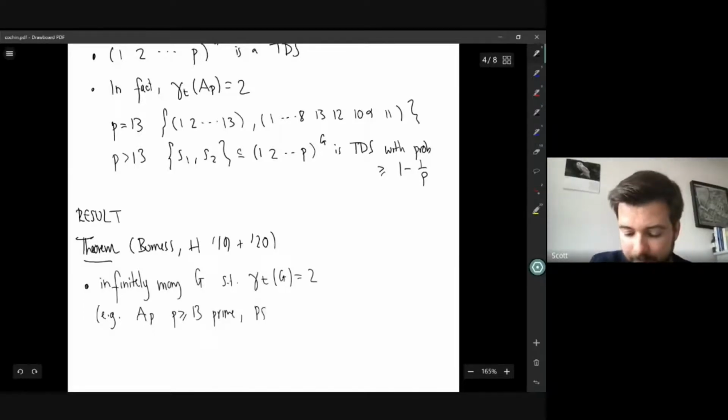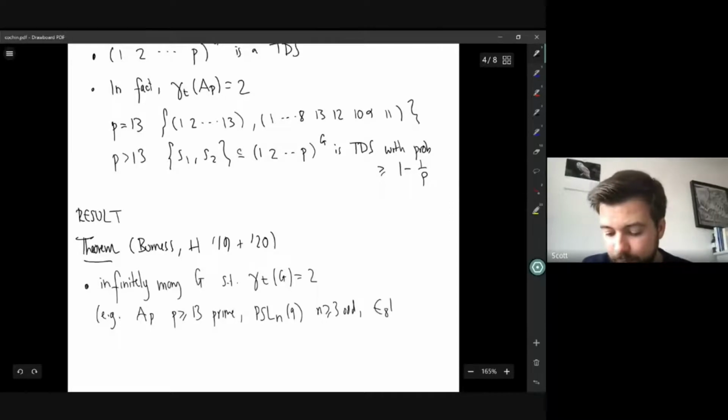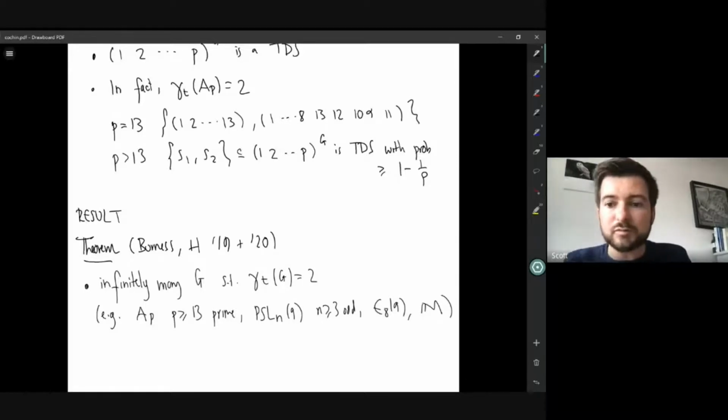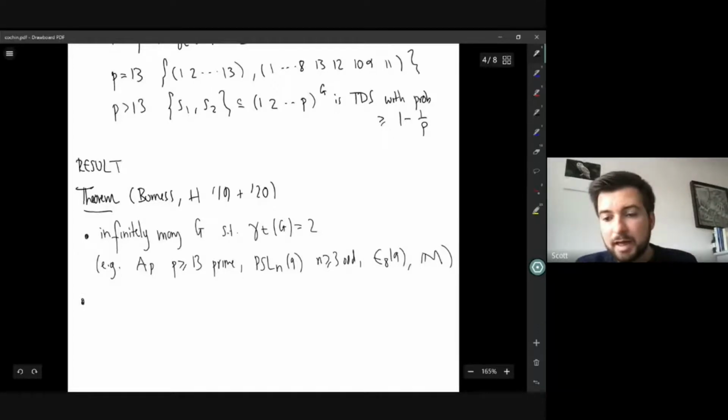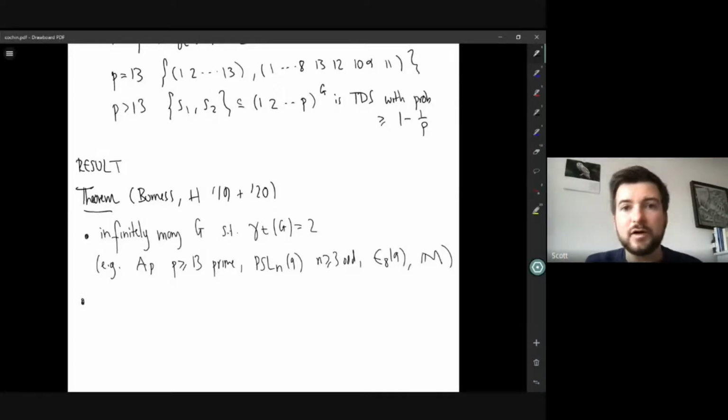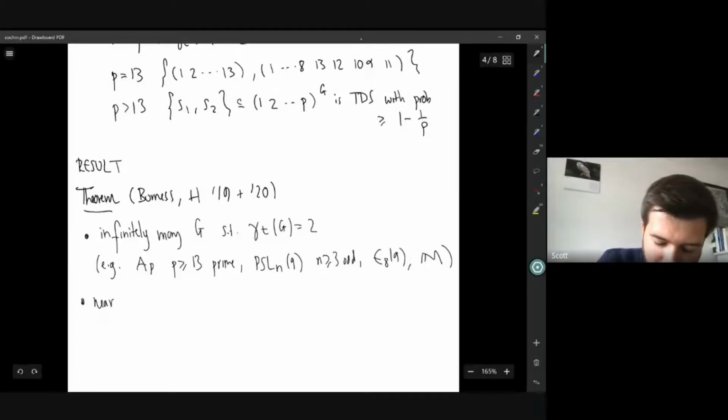But let me give you some other examples. PSL_n(q), where n at least 3 is odd. E8(q) for any q, the exceptional group of Lie type. The monster group, the largest sporadic simple group. They're all examples where you can find a total dominating set of size 2. And in fact, we have almost classified the finite simple groups that have this property. So let me just say there's a near classification. I'll explain what I mean by that in a minute.